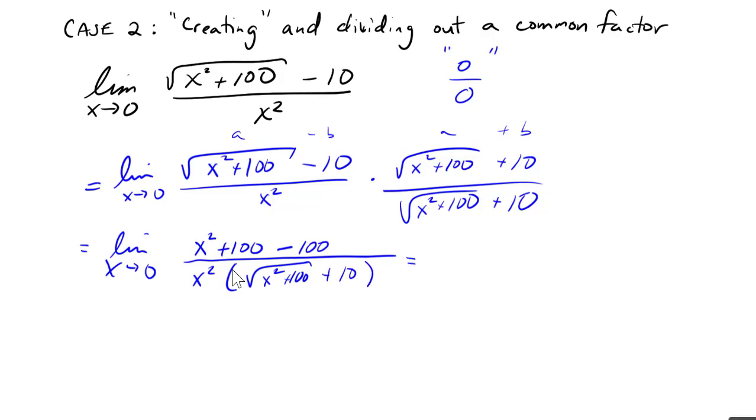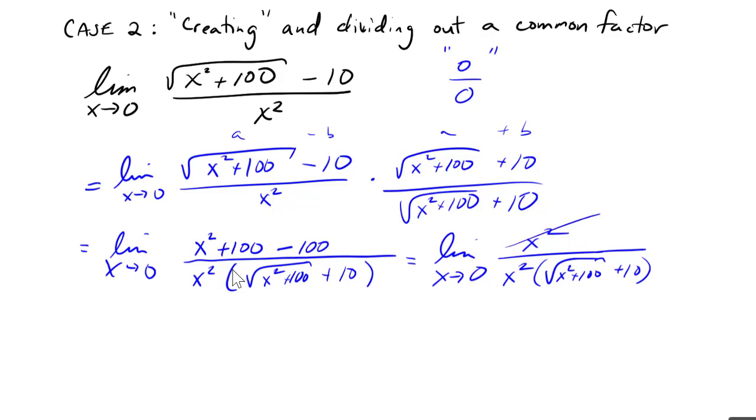Now notice what happens in the numerator there. x squared plus 100 minus 100 is just x squared, over x squared times the square root of x squared plus 100 plus 10. And what happens? The x squareds cancel out. That's exactly what we wanted. That's what's causing the 0 over 0. So simplifying, I have 1 over the square root of x squared plus 100 plus 10 in the denominator.